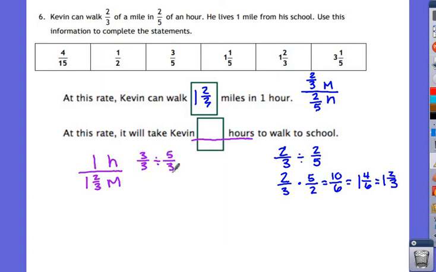We can't divide that, so I need to flip this guy and change it to multiplication. Now I can multiply straight across. Gives me 9/15. I don't see that answer up here, but I notice this can simplify. I can divide both by 3. Gives me 3/5. I do see that. So it takes Kevin 3/5 of an hour to walk that.